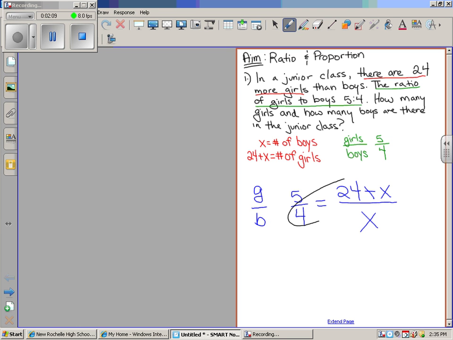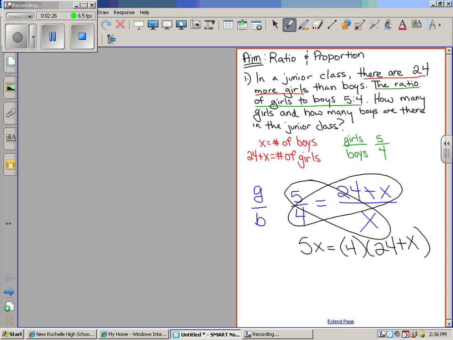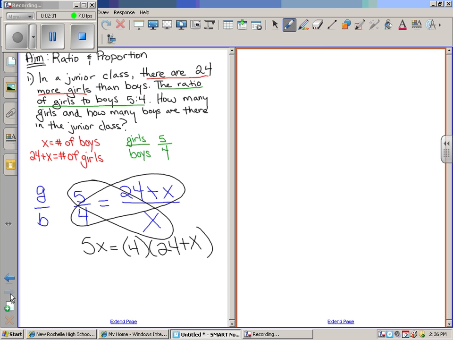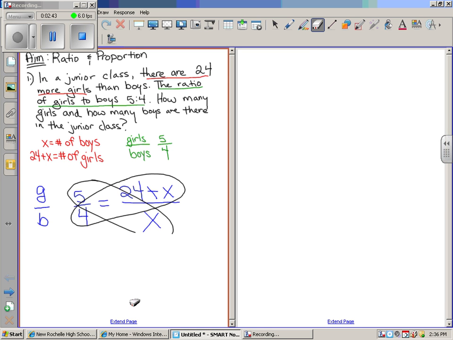So 5x equals 4 times 24 plus x. Okay, do you see what I did? Or is that confusing? Okay, let me erase for a minute, because I skipped a step. It's not that this was wrong. It's just that I skipped something.